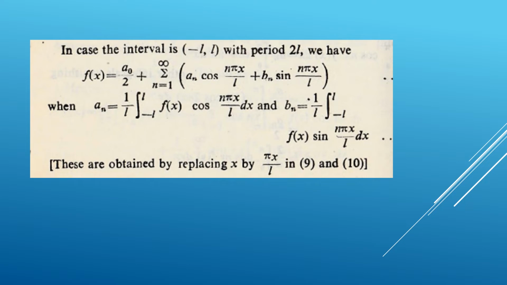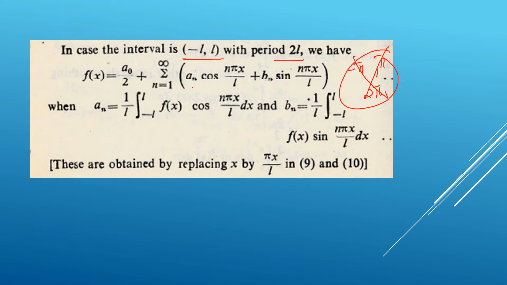It's not necessary to use minus pi to pi every time. We can change the interval to minus L to L. These are common intervals, actually. So if you are using some other interval like minus L to L with a period of 2L, in the previous case we used minus pi to pi with a period of 2 pi. Here we are using minus L to L with a period of 2L. So we can write the Fourier series in this limit also, a0 by 2 plus sigma n from 1 to infinity a n cos n.